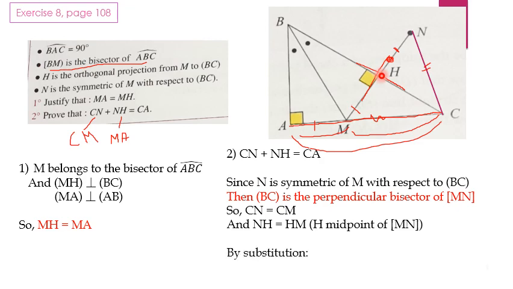So, by substitution, in CN plus NH, we replace CN by CM, since we proved it above, and NH by MH, since H is the midpoint of MN. So CM plus MH, but we proved before MH equals MA, so replace MH by MA. Since CM plus MA gives us CA, we proved that CN plus NH equals CA.